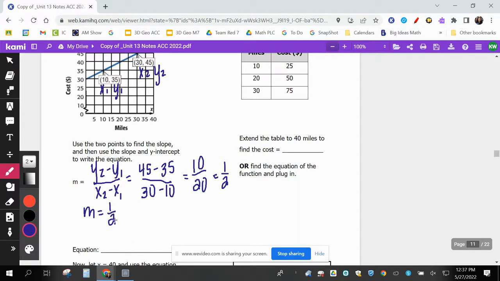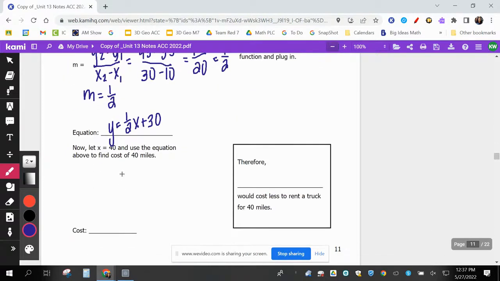I also know that the y-intercept is where the function intercepts the y-axis, which is at 30. So I know b equals 30. So the equation of the line is y equals a half x plus 30. Now we are going to let x equal 40 and use the equation to find the cost of 40 miles. I'm going to plug 40 in for x. So y equals a half times 40 plus 30. A half of 40 is 20, so y equals 20 plus 30. This is going to cost $50.